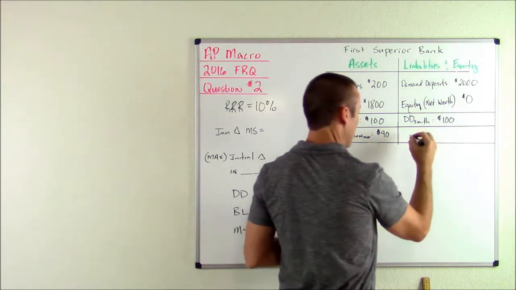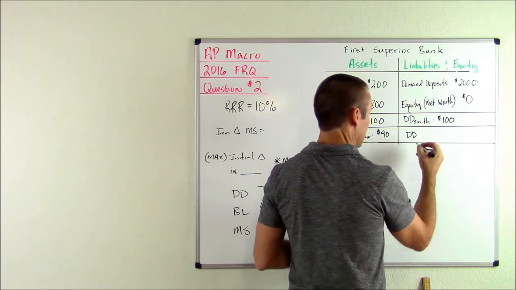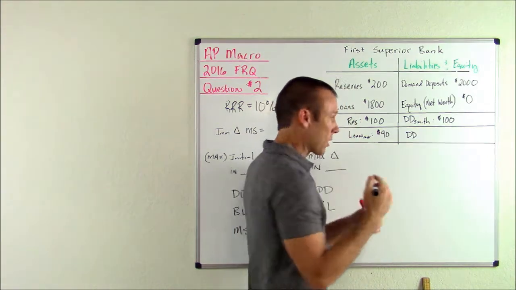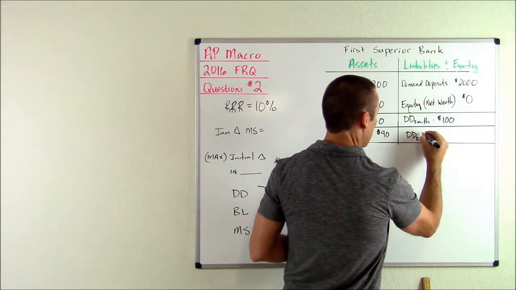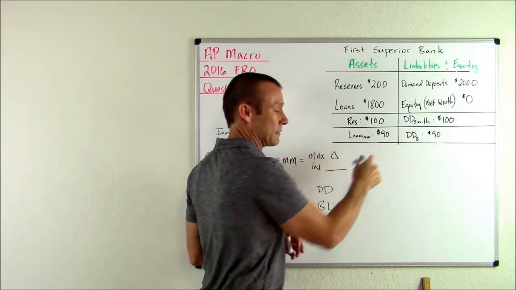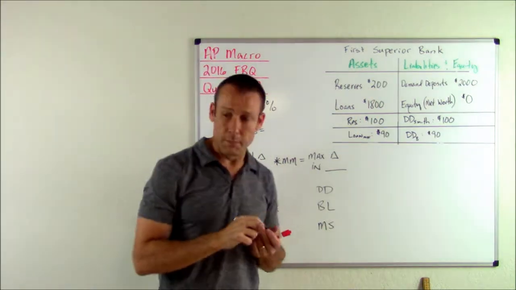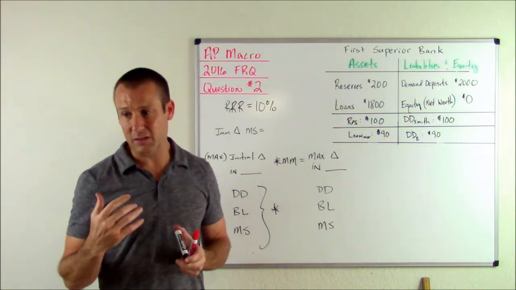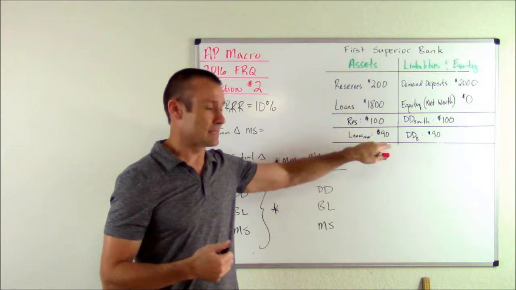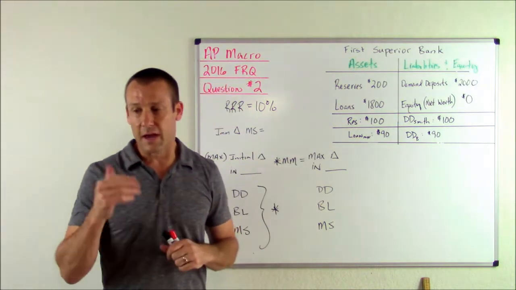Guys, loans create money in the form of demand deposits, which this demand deposit will go to whoever is borrowing the money. So I'm just going to put B, and then we're going to put $90. All right? So loans create money. That's a big thing to take away. But we've got our answer, guys. What's the maximum amount First Superior Bank can lend? Guys, that's $90.